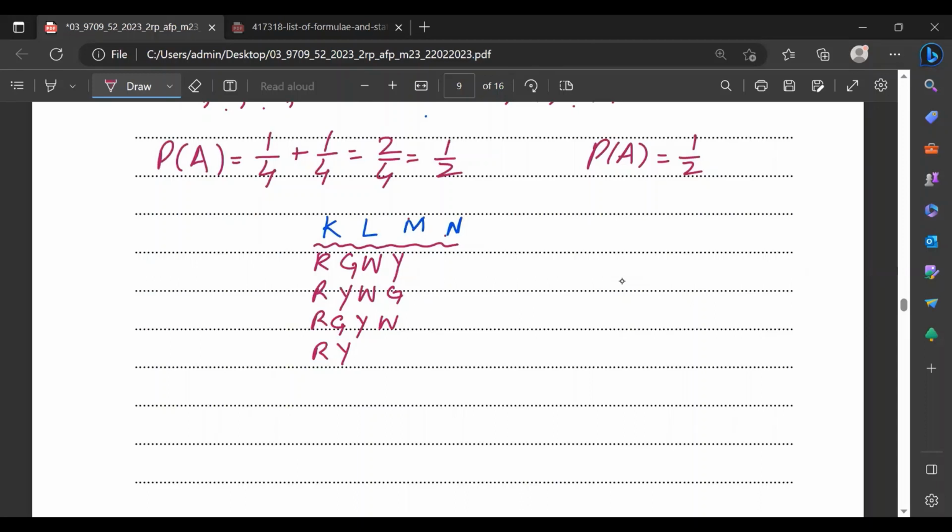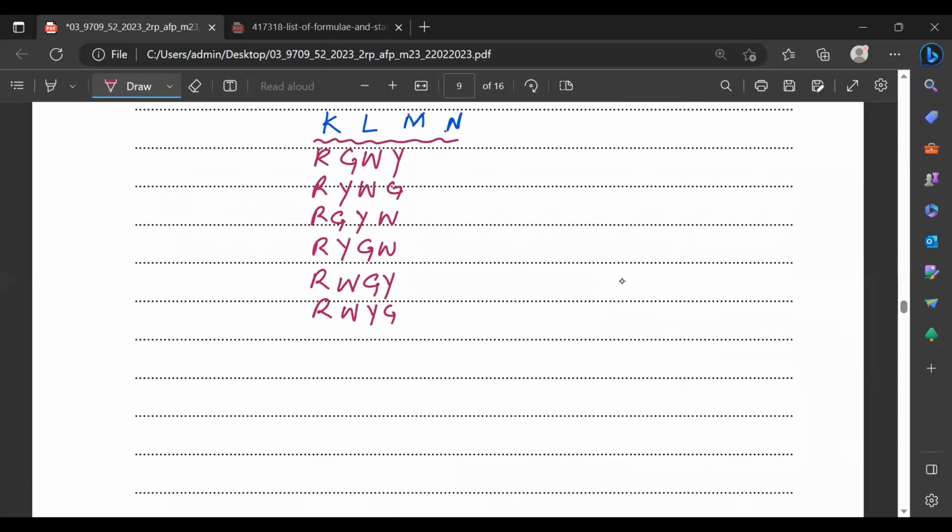R, G, W, I, R, Y, G, W. Next. R, W, G, Y, R, W, Y, G. Then W, R, G, Y, and W, R.